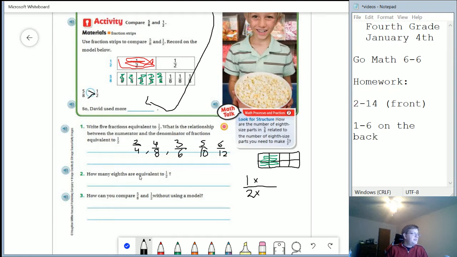How many 8s are equivalent to 1/2? So if we go up here, we can count 1, 2, 3, 4 8s. And then how can we compare without using a model? I'm not going to write this in, but I will explain it.